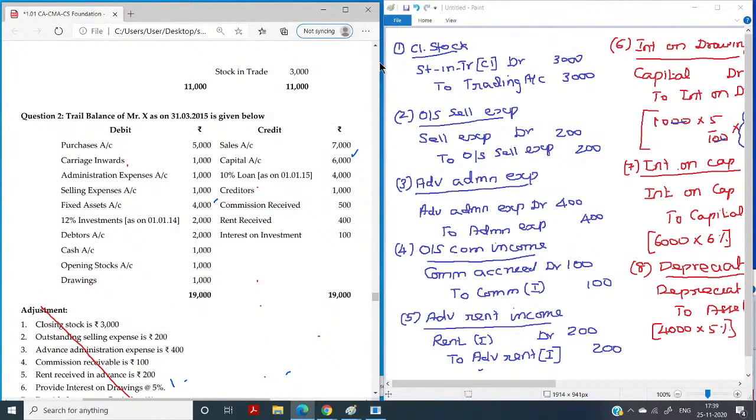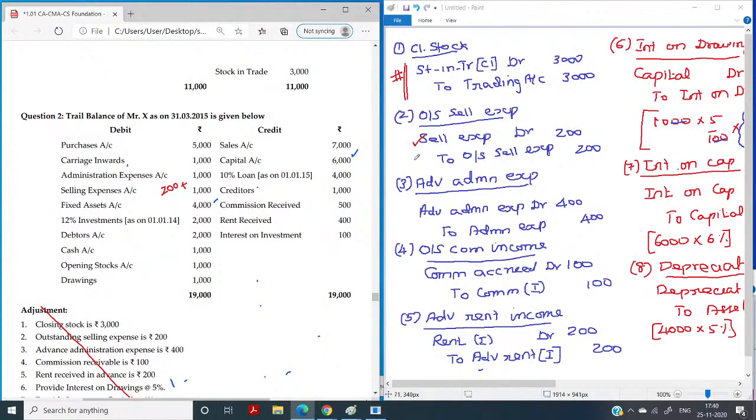Now, I'll keep the closing stock pending. Rest of the things are going to be adjusted. Outstanding selling expenses. Selling expenses is on the debit side. Already we have selling expenses on the debit side. As this is also debit, you have to add 200 rupees to the selling expenses. That's all. Clear?